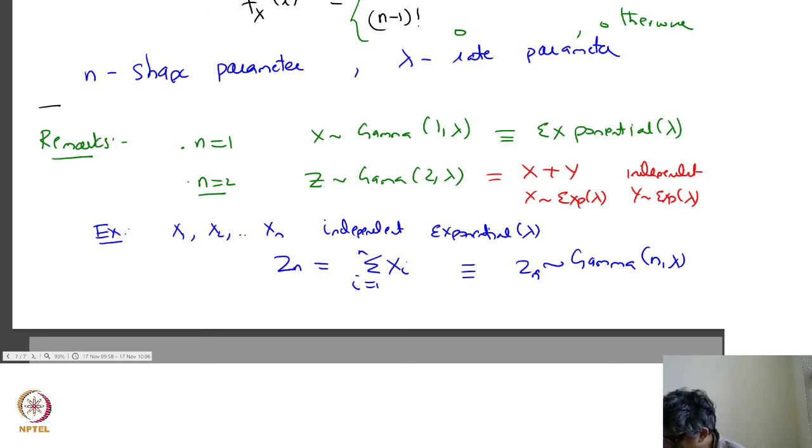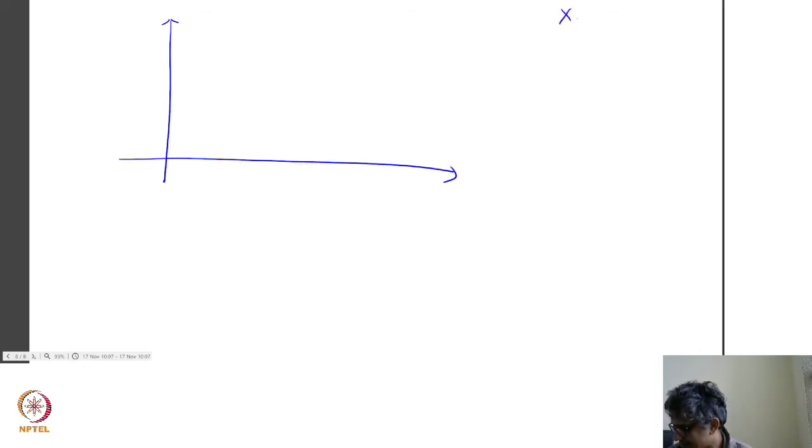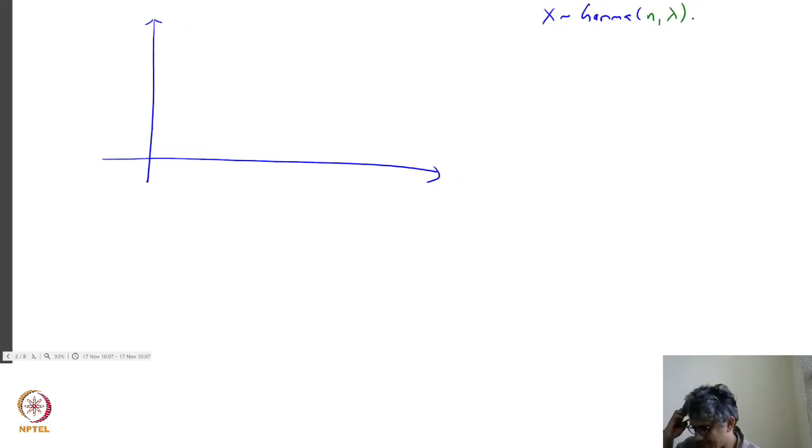Just one small fact about gamma, and I'll close the discussion, is that if you plot the gamma density, for example, on the x-axis and the y-axis, let's say x is gamma of n, lambda. I'm trying to plot the density. So now, if n was equal to 1, that's the exponential random variable, which just starts at lambda e to the minus lambda x. So when x is 0, it starts at lambda, and then it comes down.